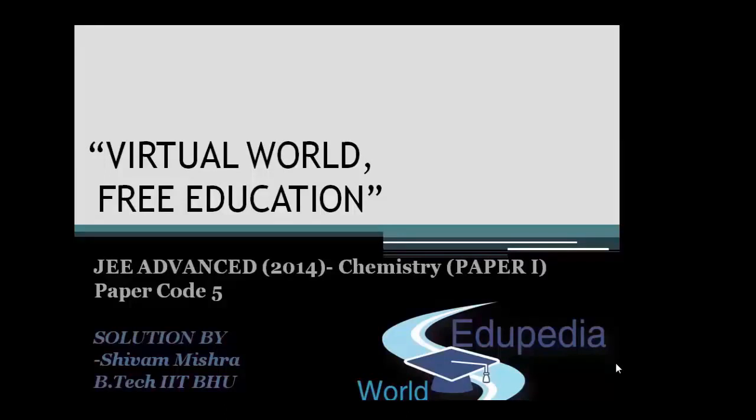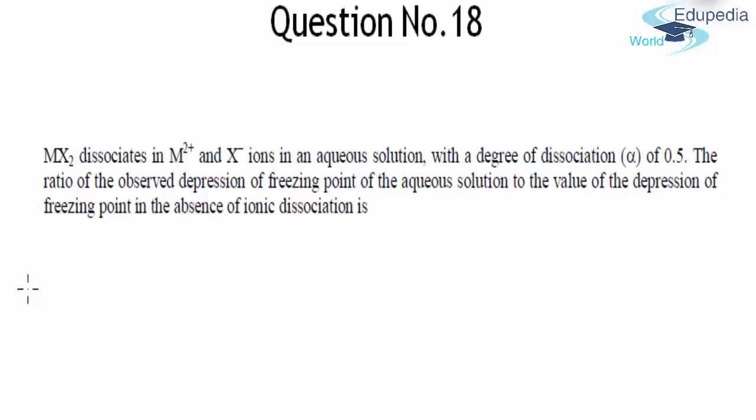Today we will be discussing the solutions to IIT JEE Advanced 2014 Chemistry Paper 1. The paper code which we are using is 5. So in case you have the code, you can follow the questions from there. Okay students, let us look at question number 18.